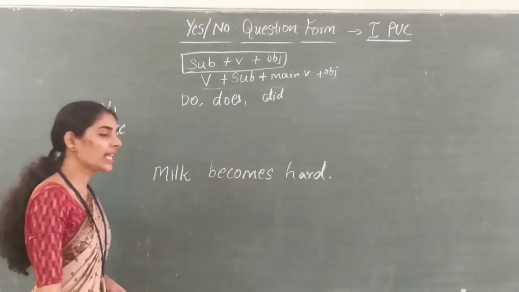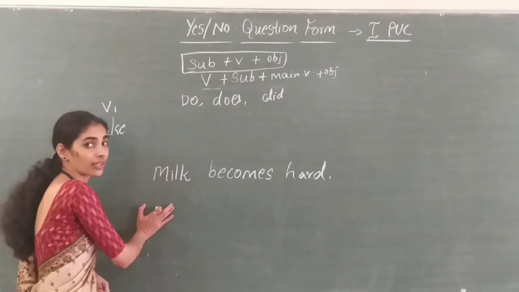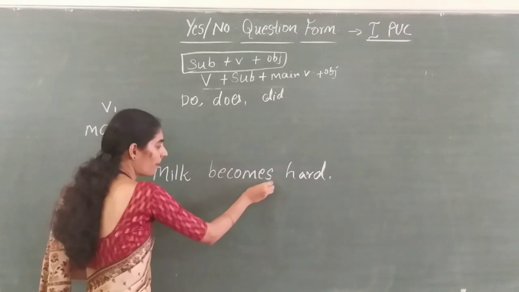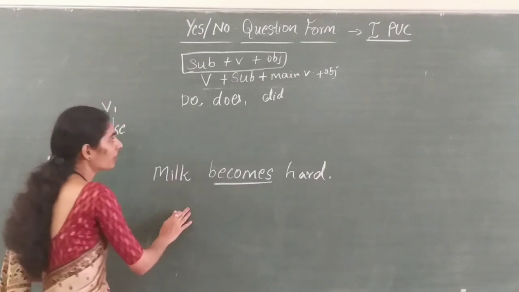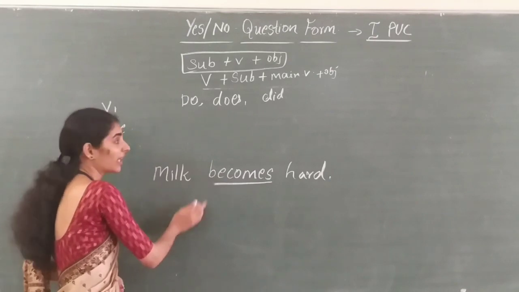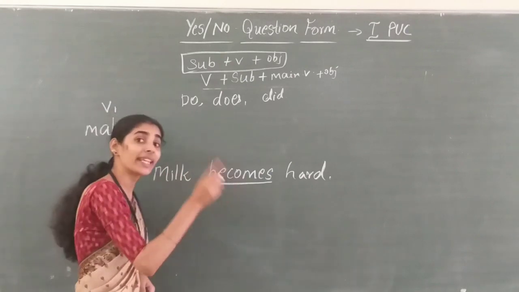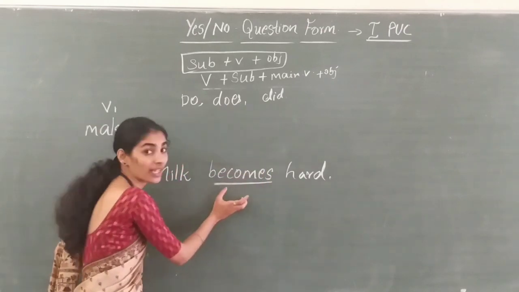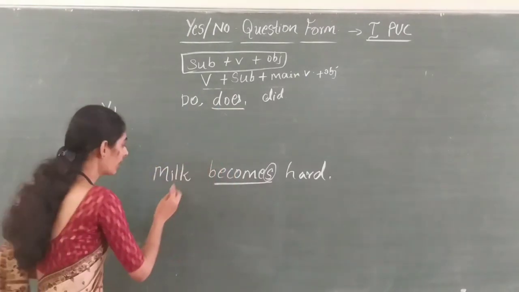Look at this. Milk becomes hard. Now, identify the verb here. Which is the verb here? Milk is not a verb. Hard is not a verb. So, becomes is a verb. Now, the do form. Which one would be the right do form here? Do? No. If it is become, then I can write do. If it is became, which is the past tense of become, then I can write did. But here it is becomes, which has an s, and that is why it must take does. Got it?